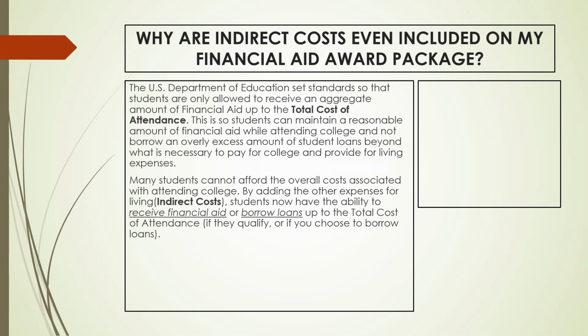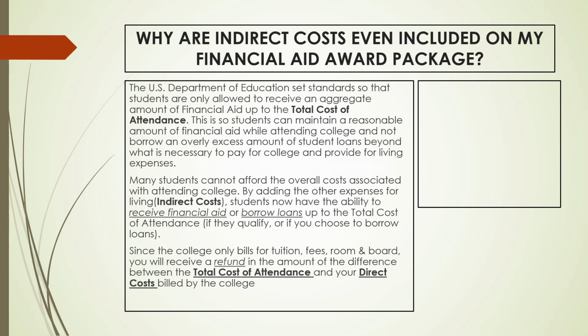On the other end of the coin, you have students that cannot afford the overall costs associated with attending college, because you're not just going to college and paying for tuition fees, room and board. You also have those extra items that are included in the indirect costs. So by adding those other expenses, students now have the ability to receive financial aid, or they can borrow loans up to the total cost of attendance if they qualify or if they choose to borrow those loans. Since the college is only billing you for tuition fees, room and board, you're going to receive a refund in the amount of the difference between the total cost of attendance and your direct costs billed by the college.